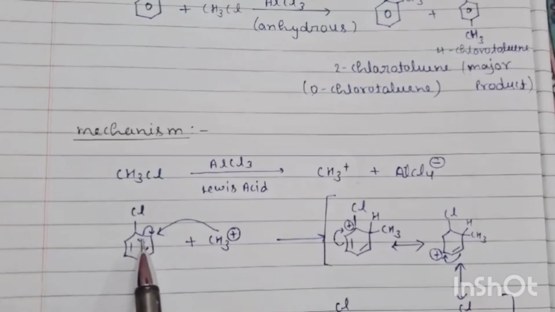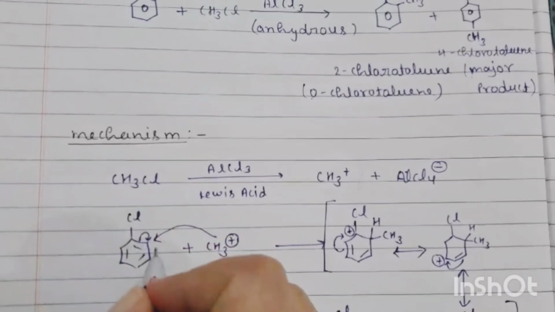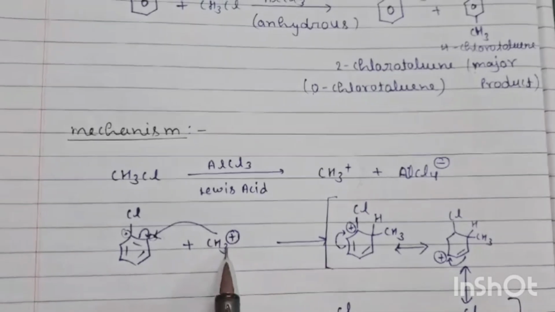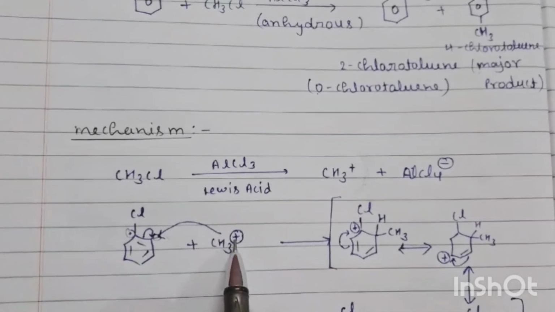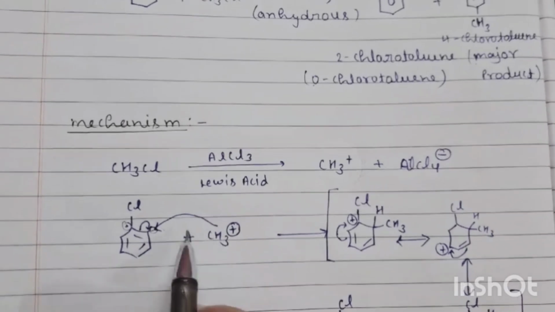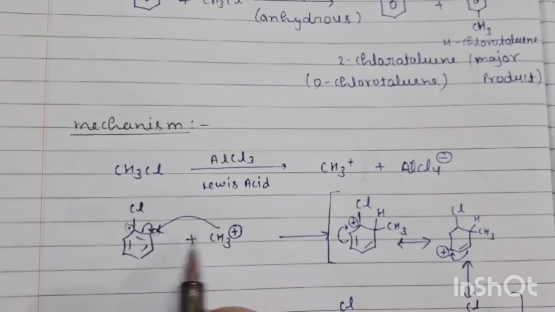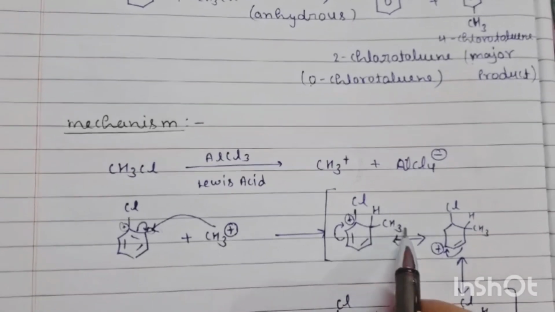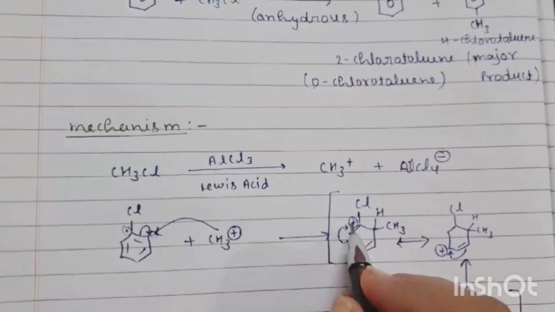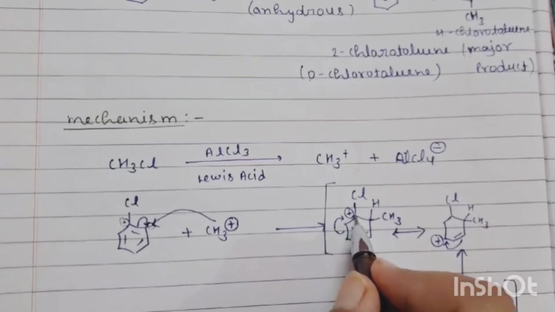Here these bonds come to this carbon. Now a negative charge will form and here a positive charge will form. But CH3 positive, which is an example of an electron deficient species, will attack. So it will take these negative electrons and CH3 will combine to this benzene ring and electron deficiency will be produced at this carbon.